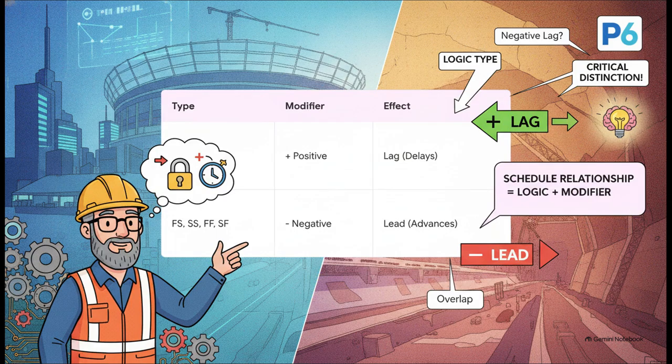Every schedule relationship actually equals a logic type, like finish to start or start to start, plus a timing modifier. A positive value is a lag, which delays the successor. A negative value is technically a lead, which advances the successor. So when P6 or MS Project asks you to enter a negative lag to create an overlap, they are technically asking you to enter a lead. It's an absolutely crucial distinction to make in your mind, regardless of what the software box is called.